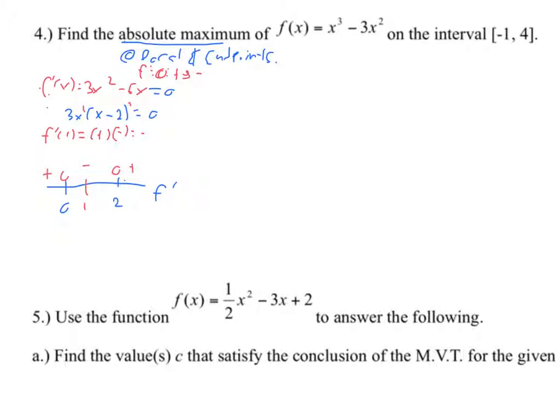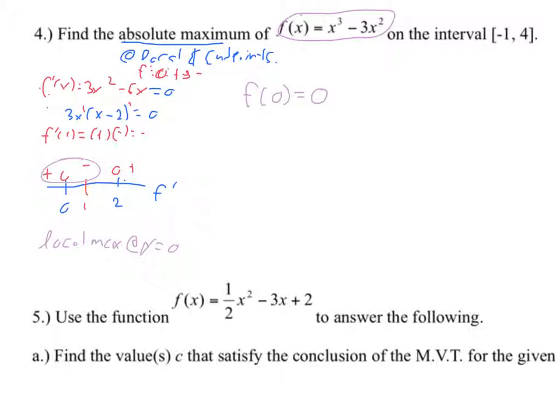Where do we have a maximum? When it changes from positive to negative. So there's a local max at x equals 0. Now we need to compare the y values of 0, -1, and 4 to determine where the absolute maximum is. So what is the y value at 0? If I want y values, I need to go back to this function here. What is the y value when x is equal to 0? 0 cubed minus 3 times 0 is 0.